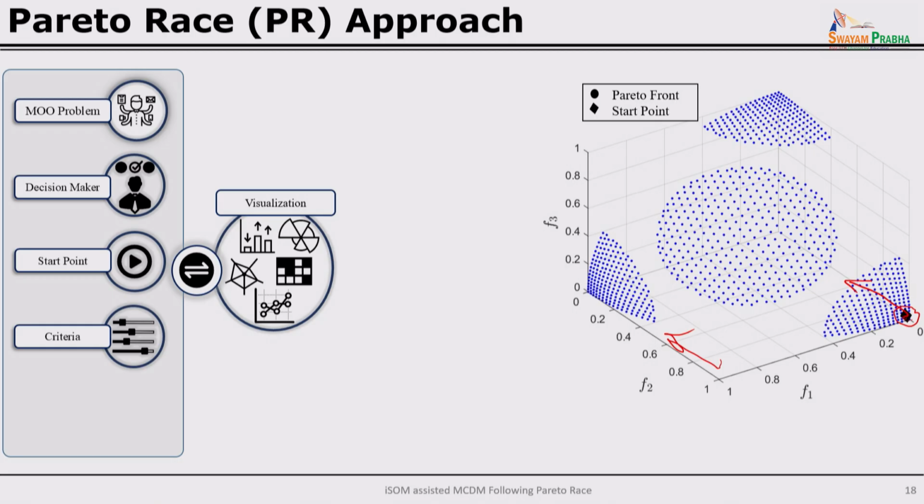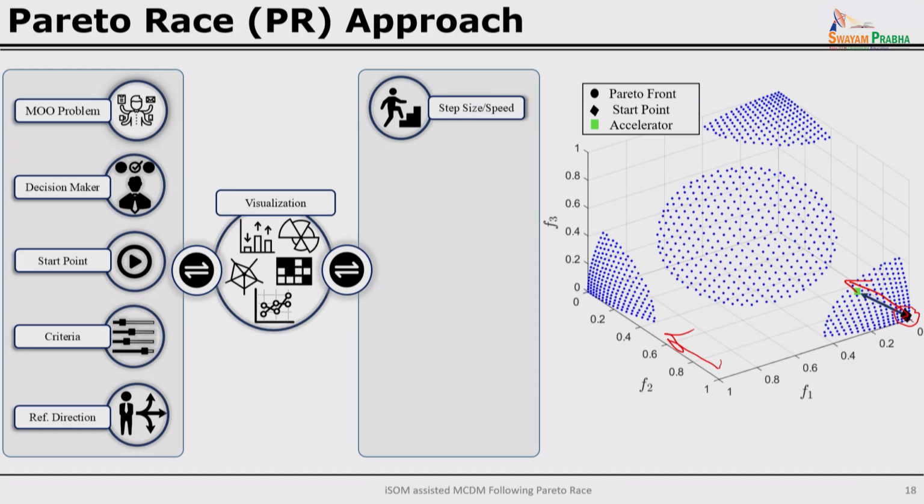After giving the start point and the criteria, the decision maker gives one direction also, in which direction they want to move. Given the direction, they will decide how much they want to change their solution from the current point. If they want to change it a lot, they have to give a very large step size, or if they want to change the solution less, they will give a small step size. So basically this is the step size that we are seeing here. And if they want to move in the same direction, here you can see there is a discontinuity, so they may want to increase the speed to avoid that particular region.